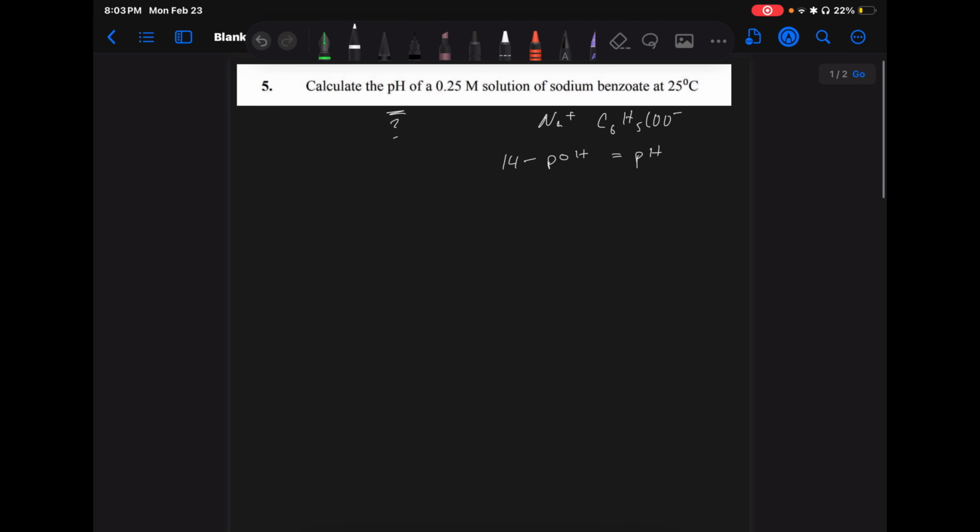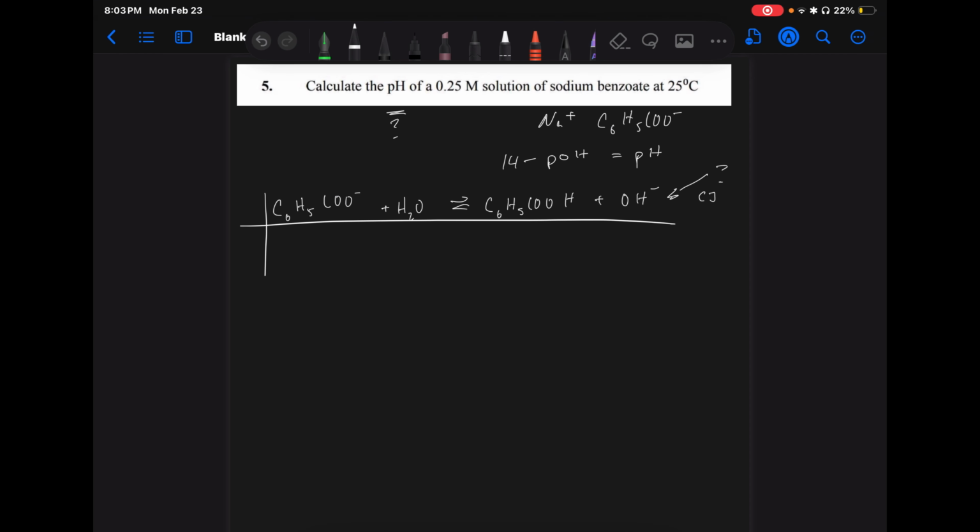The first thing that will make it easier is to draw the ice table. Or first, we want to draw the reaction. So C6H5COO- plus H2O in equilibrium with C6H5COOH plus OH-. I should probably put my states in, but it's not really that deep. The OH- is what we're looking for, the concentration.